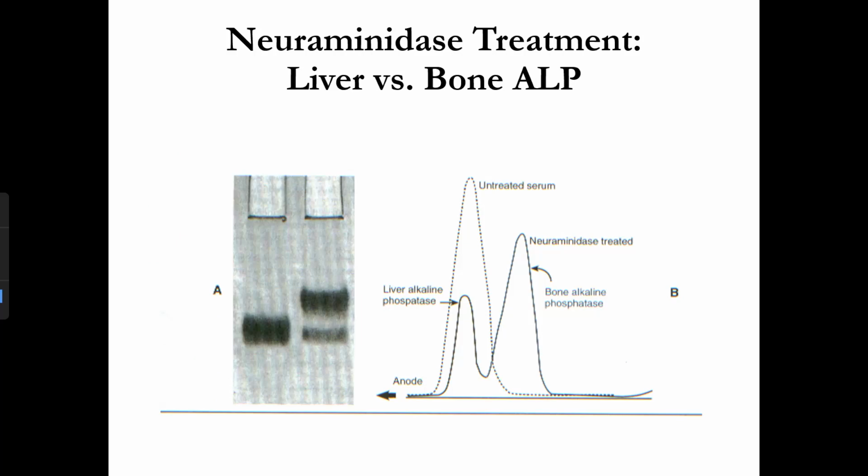So here you can see the liver versus the bone and the migration. When we don't treat, both of them migrate very similarly, but if we do treat them, the bone migrates less than the liver. So we can see more migration with the liver one, and we can separate it out that way.